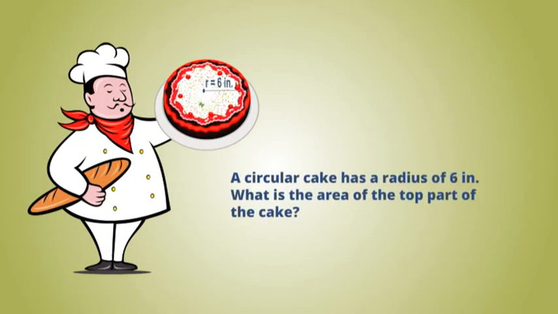Example 4. A circular cake has radius of 6 inches. What is the area of the top part of the cake? Though we are only given one value, that is enough to solve the problem. Why? Because we are solving for the area of a circle.